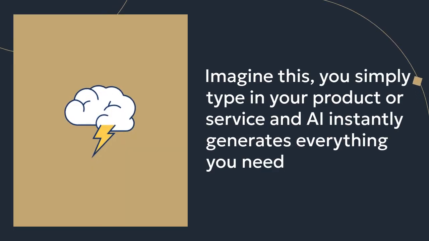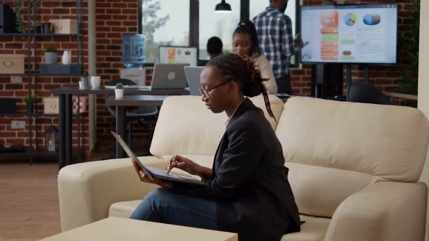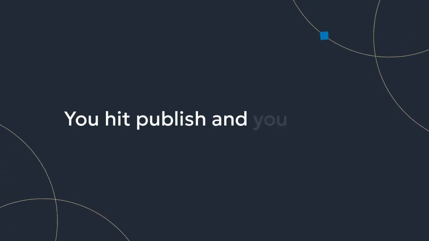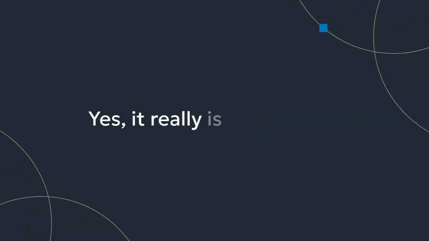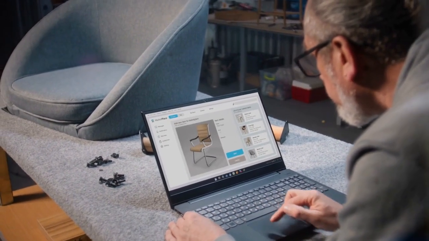Imagine this. You simply type in your product or service, and AI instantly generates everything you need: ad copy, headlines, creatives, and even your targeting strategy. You hit publish and you are live. Yes, it really is that simple. AI does the heavy lifting, so you get the clicks, leads, and conversions without the stress or guesswork.